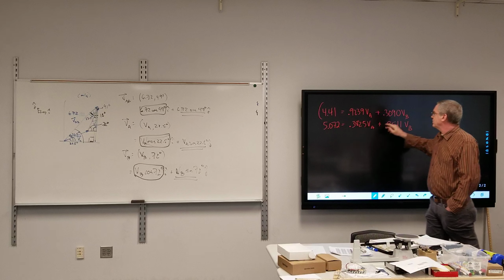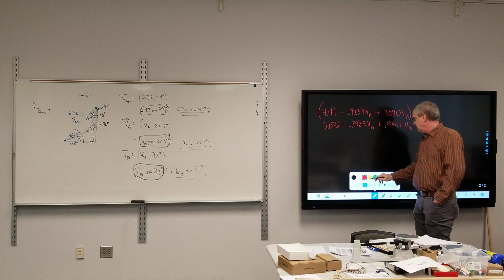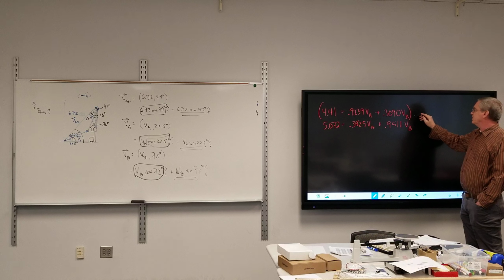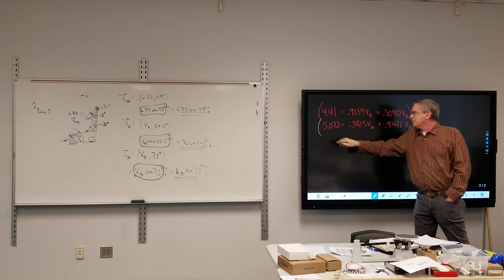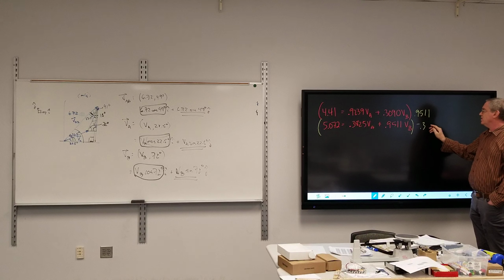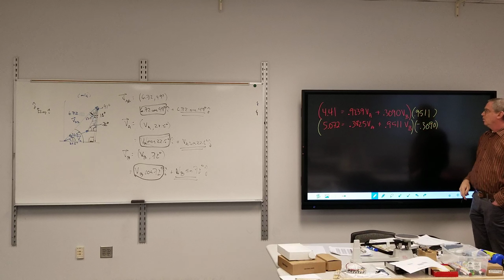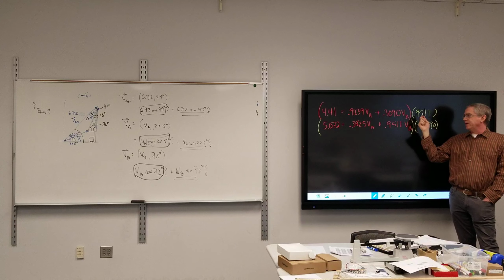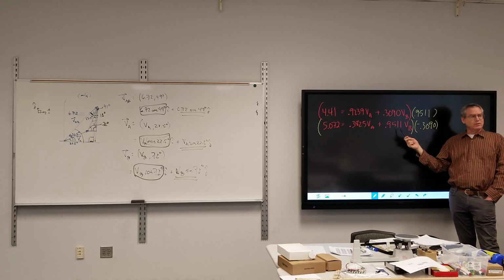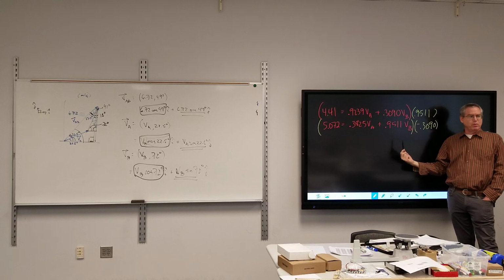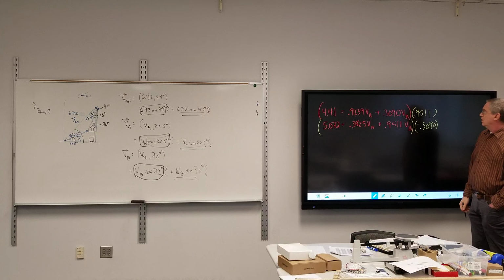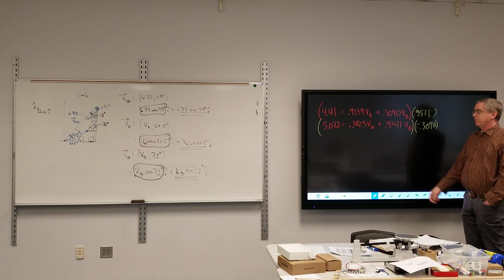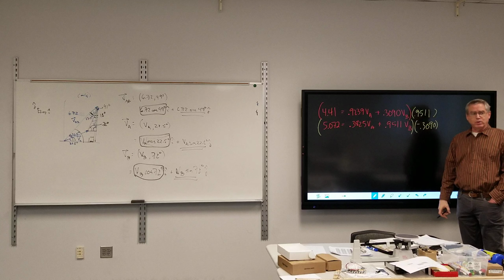So what I'm gonna do is take this equation here and multiply by 0.9511. I'm gonna take this equation here and multiply by negative 0.3090. What that does is make the coefficients of VB opposite signs, so when I add them, VB is gonna just drop away, and I'm left with one equation with a single unknown. So whatever 4.41 times 0.9511 is.